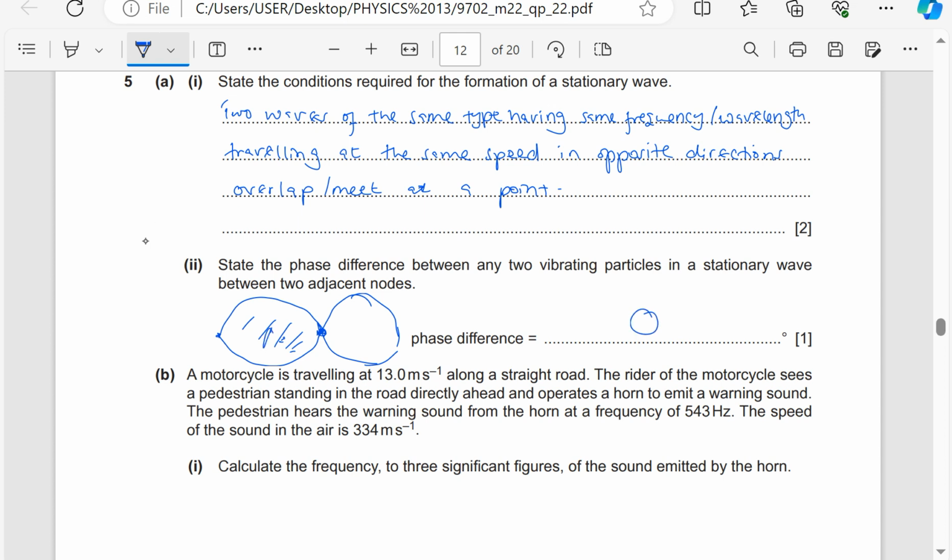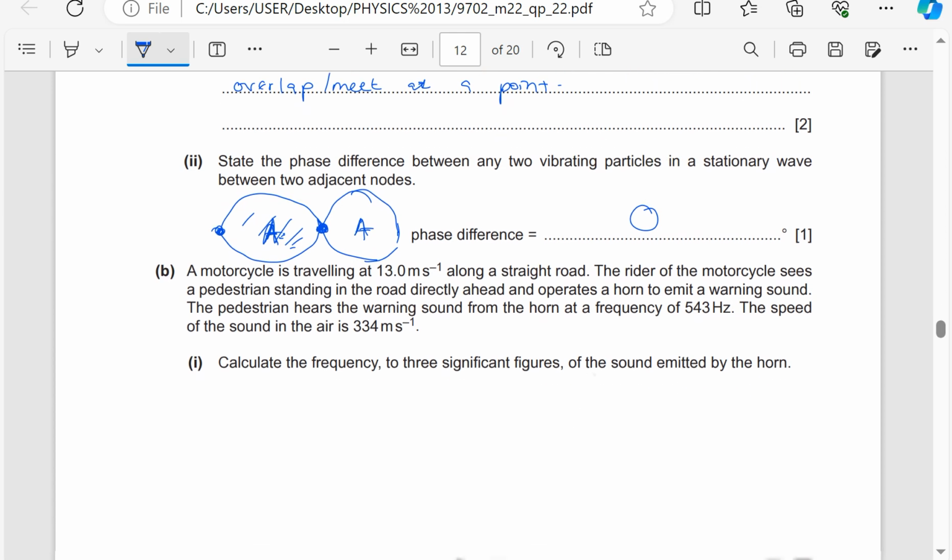But between a node, an antinode, and another node, particles in one segment are always 180 degrees out of phase with particles in the neighboring segment. So for this particular question, between a node and another node, the phase difference is zero because particles are always in phase.